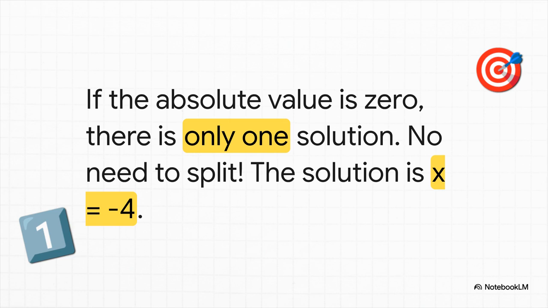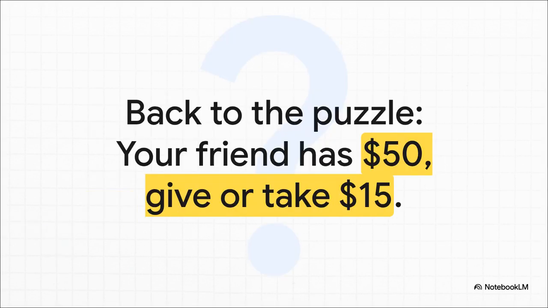You just drop the absolute value bars, solve the one equation that's left, 3x plus 12 equals 0, and you find your answer. x equals negative 4. Just one single solution. Okay, so you are now armed with all the knowledge you need.